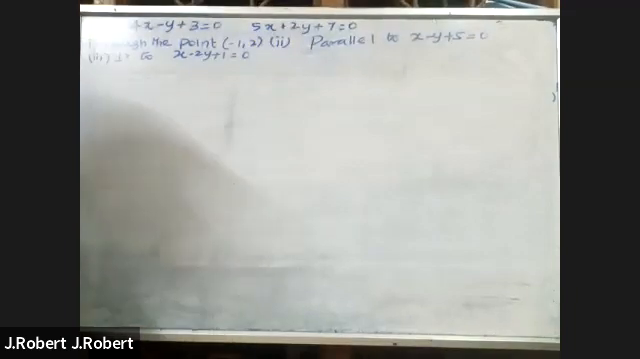Is the board clear? A message came in the middle and it got stuck. Please make a note, this is one of the very important problems. Find the equation of the lines passing through the point of intersection of the lines 4x minus y plus 3 equal to 0 and 5x plus 2y plus 7 equal to 0. Through the point minus 1 comma 2, parallel to x minus y plus 5 equal to 0, and perpendicular to.